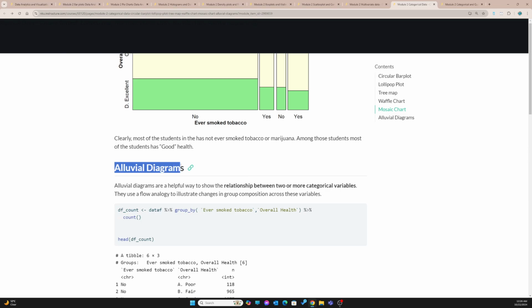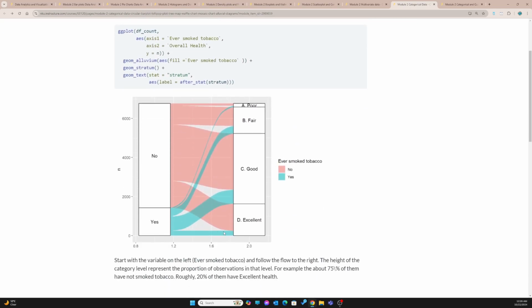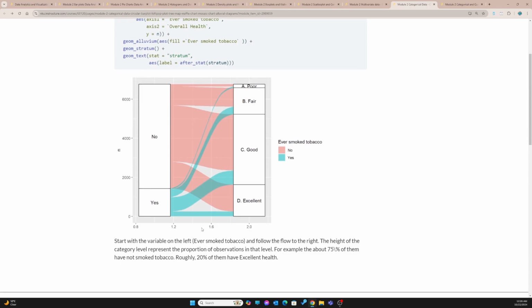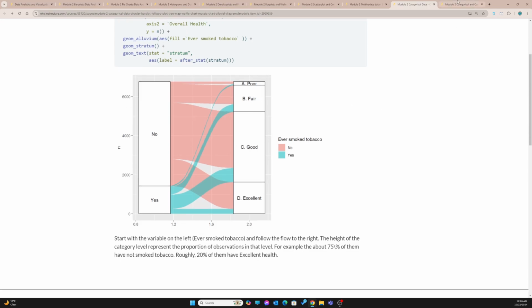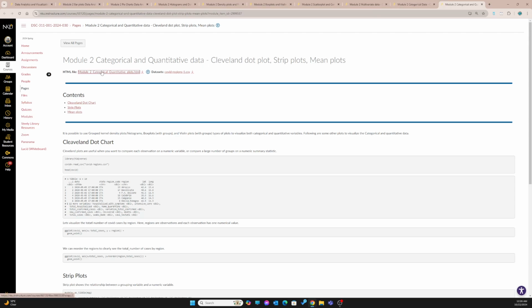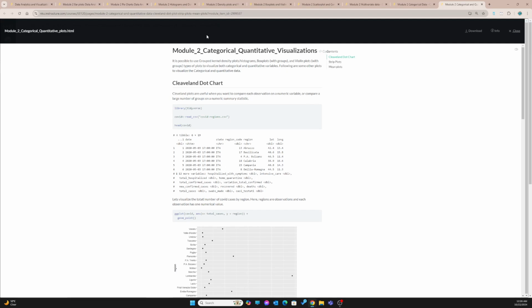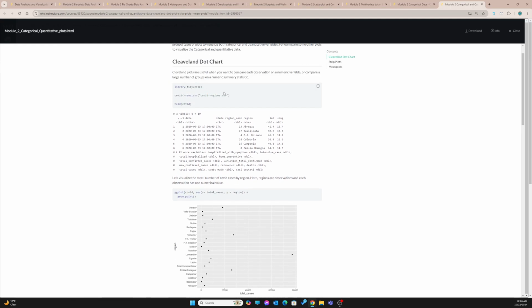Now, these alluvial diagrams are a helpful way to show the relationship between two or more categories. So see over here how much one is related to the other. If you look deep down and study this picture for a while, you will understand without even having prior experience with these graphs what they mean, because we are humans and we design stuff in a way that we like. Now, module 2: categorical and quantitative visualizations.